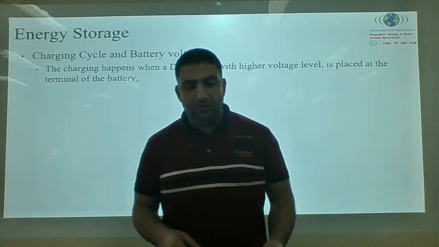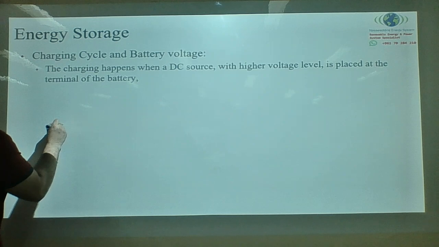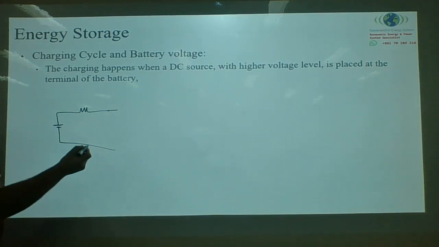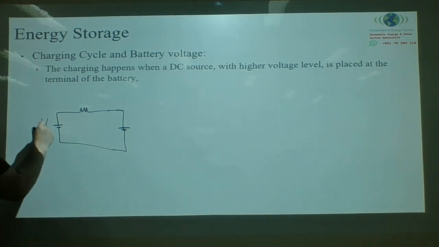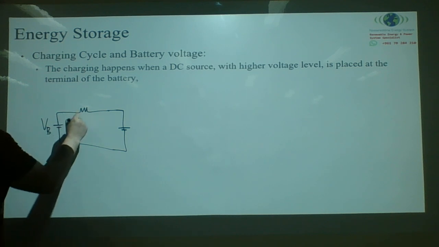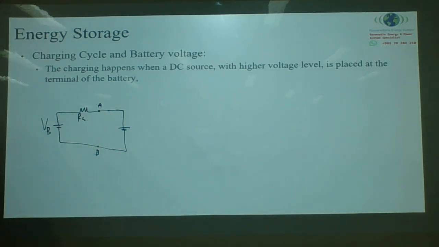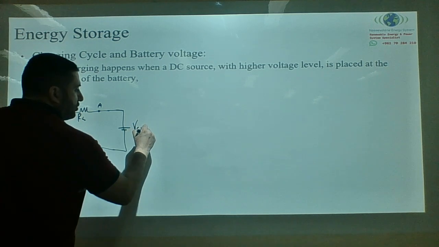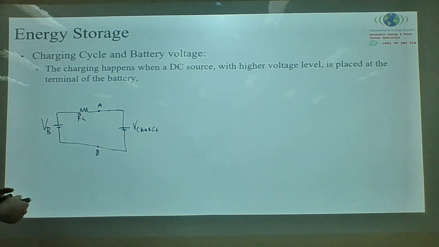If you go to Ohm's law, this is my battery. This is my internal resistance. This is my V of my battery. This is my R internal of my battery. This is another voltage, V charging, V of the charge. What does Ohm's law state?